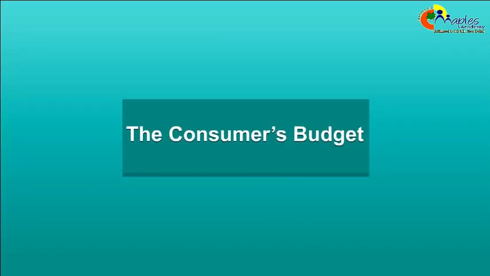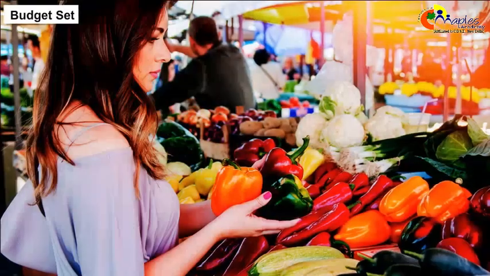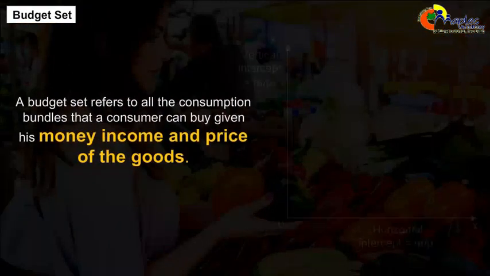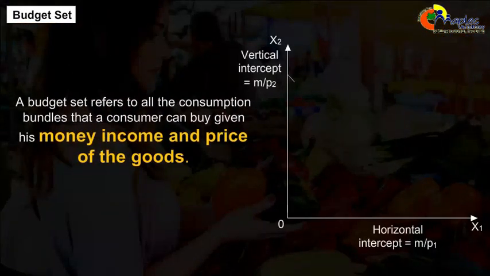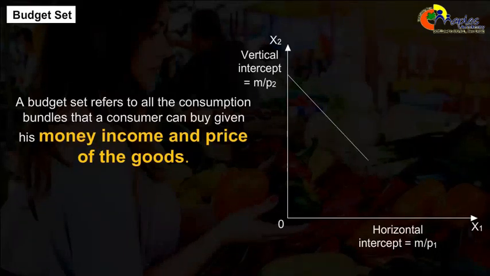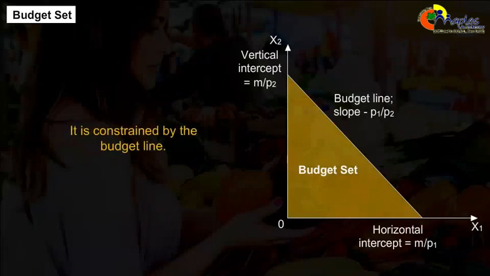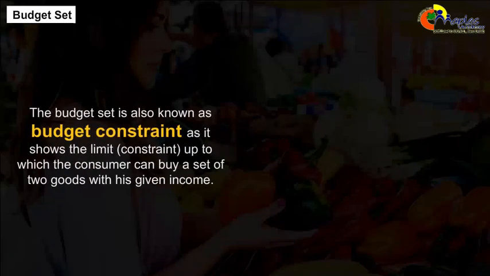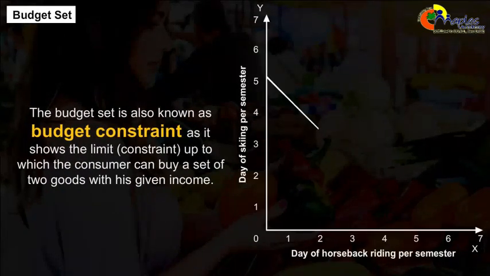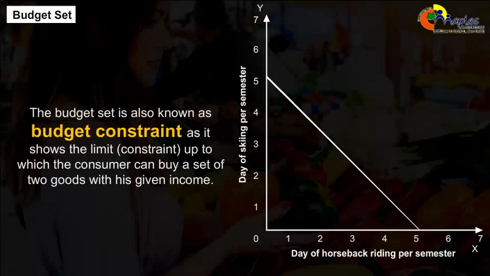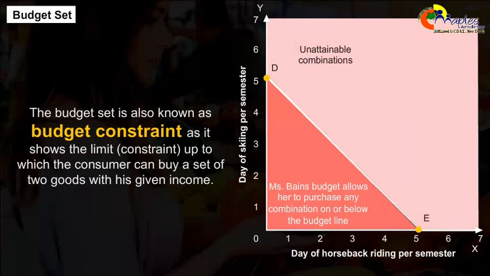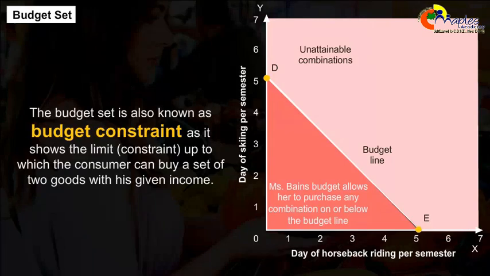The consumer's budget. Budget set. A budget set refers to all the consumption bundles that a consumer can buy given his money income and the prices of the goods. It is constrained by the budget line. The budget set is also known as the budget constraint, as it shows the limit up to which the consumer can buy a set of two goods with his given income.